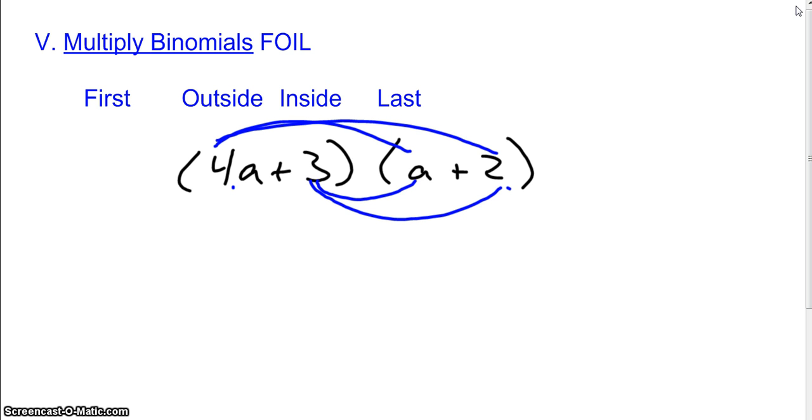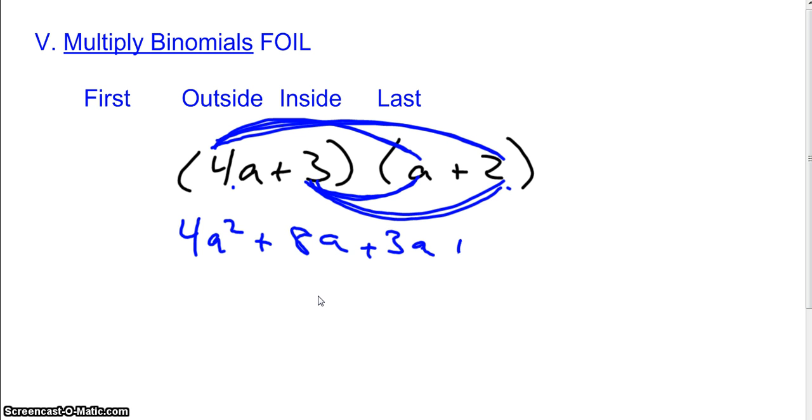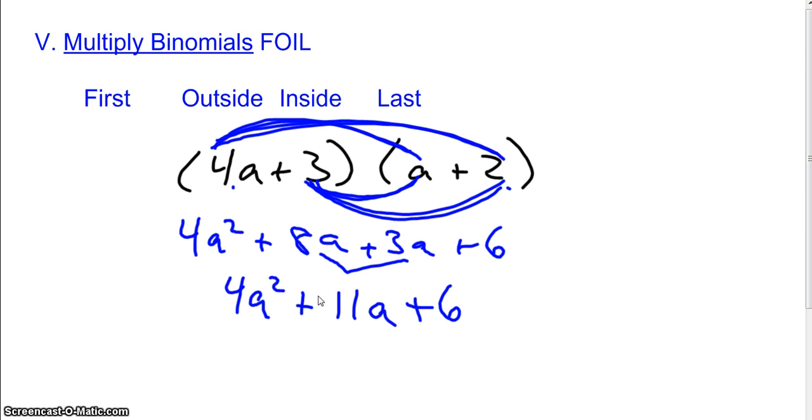Okay? So the first terms, 4a times a equals 4a squared. Outside terms give us 8a. Inside terms give us 3a. And last terms give us 6. The outside, inside often combine to give us, they're like terms, so we can call that 11a plus 6. So when you're foiling, outside, inside often combine.